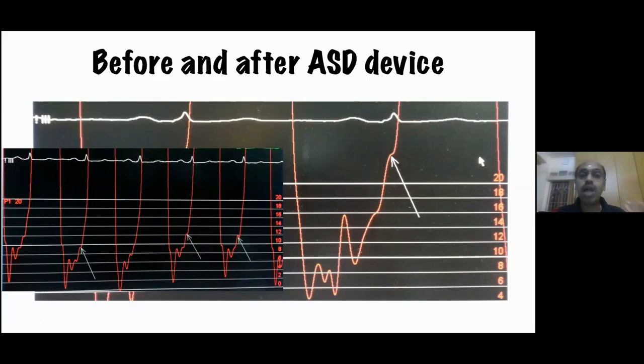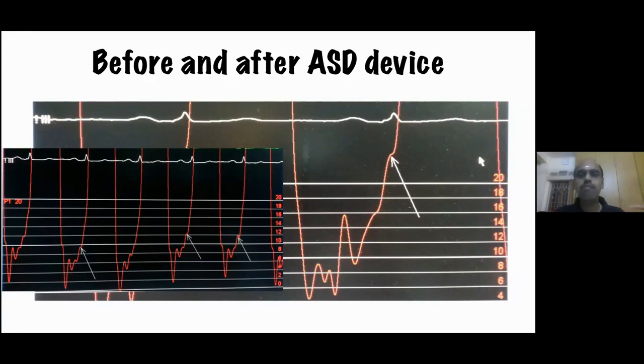RA mean pressure also will be high. And what is the upper limit of RA normal mean pressure? It is 8 millimeters of mercury. So it will be touching 8 or more than 8. So that is a warning bell that this patient is likely to have either a restrictive left ventricular end diastolic pressure, or the patient has started developing significant pulmonary hypertension, RV hypertrophy, RV non-compliance, and that is getting reflected on the high RA mean pressure.